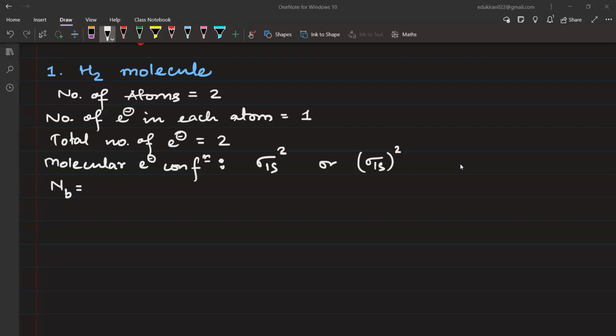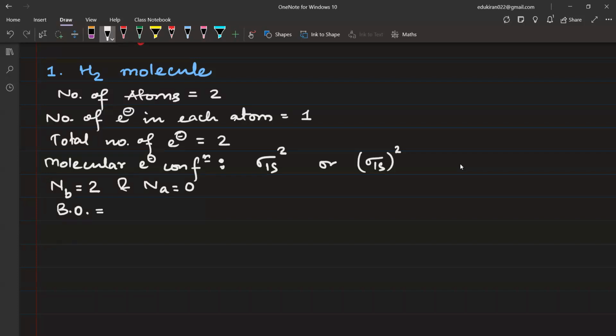How do we know if it's bonding? Forgot? If there is a star, it is anti-bonding; if there is no star, it is bonding. Yeah, it is bonding. So number of bonding electrons is equal to 2, and number of anti-bonding electrons is equal to how much? Do we have any anti-bonding orbitals here? No, so 0. Correct? Yes.